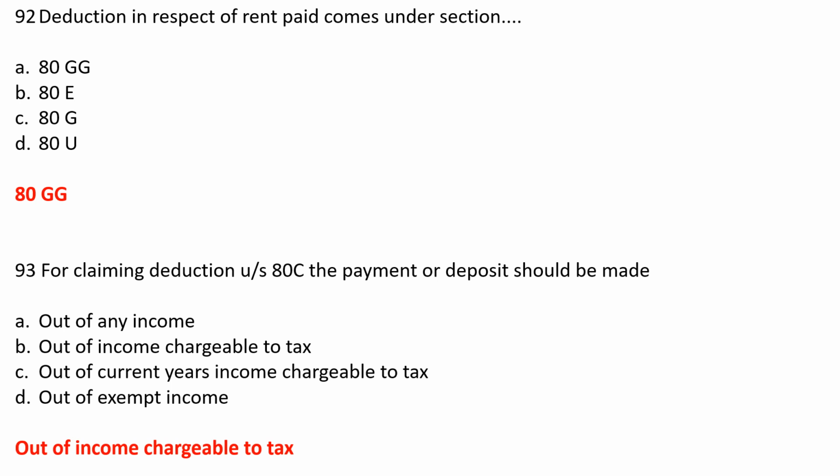Next MCQ, MCQ number 93. For claiming deduction under 80C, the payment or deposit should be made: option A, out of an income; option B, out of an income chargeable to tax; option C, out of the current year income chargeable to tax; option D, out of assumed income. The correct answer is option B, out of income chargeable to tax. So for claiming deduction under Section 80C, the payment or deposit should be made out of an income chargeable to tax.